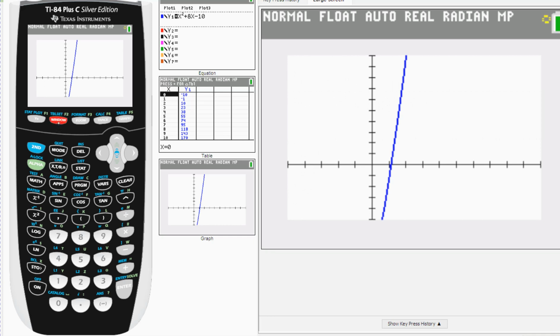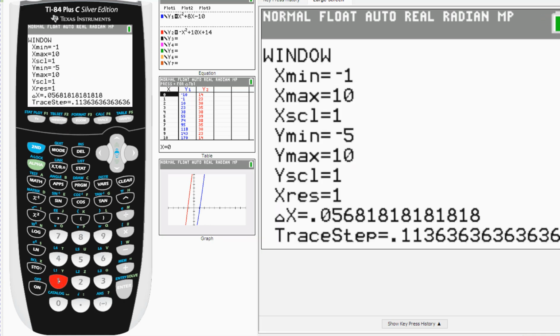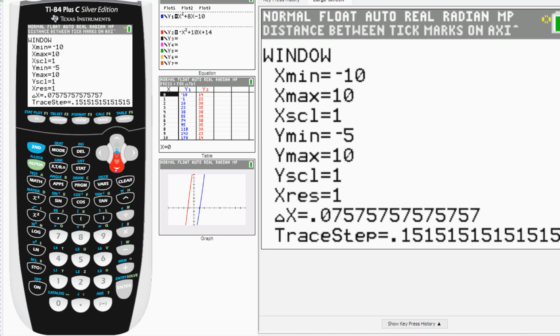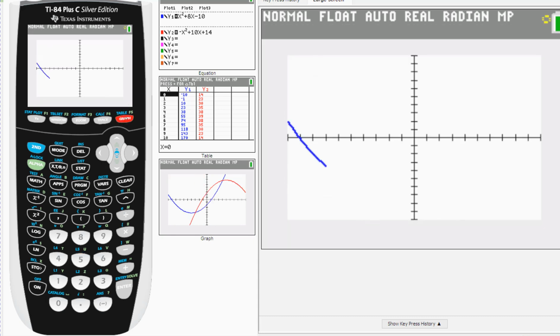So I'm going to go to window. I can look at my table, actually. It kind of gives away that my numbers are fairly large. Looks like they're up in the 20s and 30s. So I might leave my x values at negative 10 and 10, but my y values I might make negative 50 and positive 50, just to be on the safe side, and I'll scale by 5. Alright, so that works out perfect.